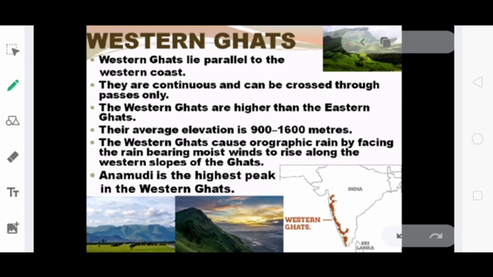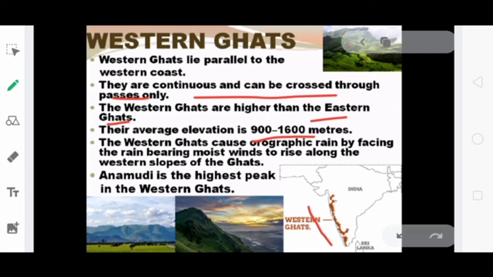Now we will start with Western Ghats. Western Ghats lie parallel to the western coast. If we look at the map here, we can see that it is very much parallel to the coastal area. They are continuous and can be crossed only through passes. Passes are valleys or gorges through which we can move to the other sides. Western Ghats are higher than the Eastern Ghats. The average elevation is about 900 to 1600 meters.